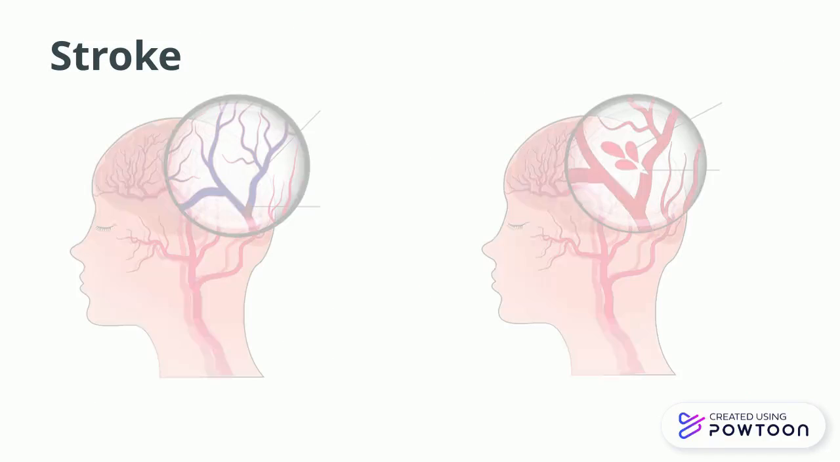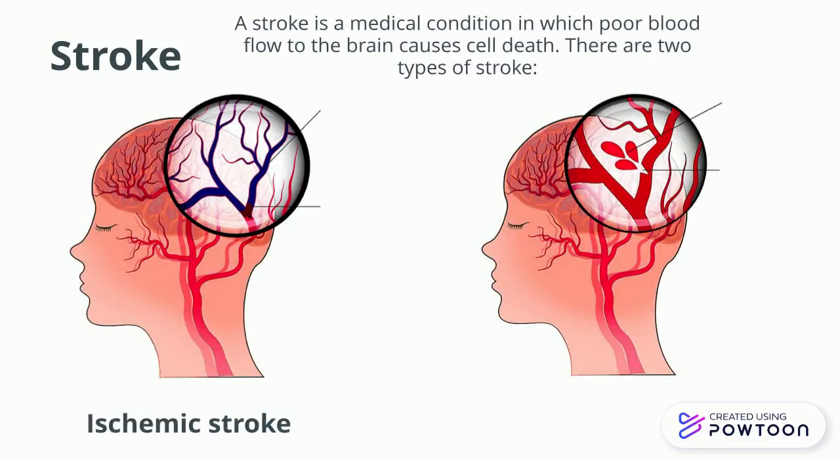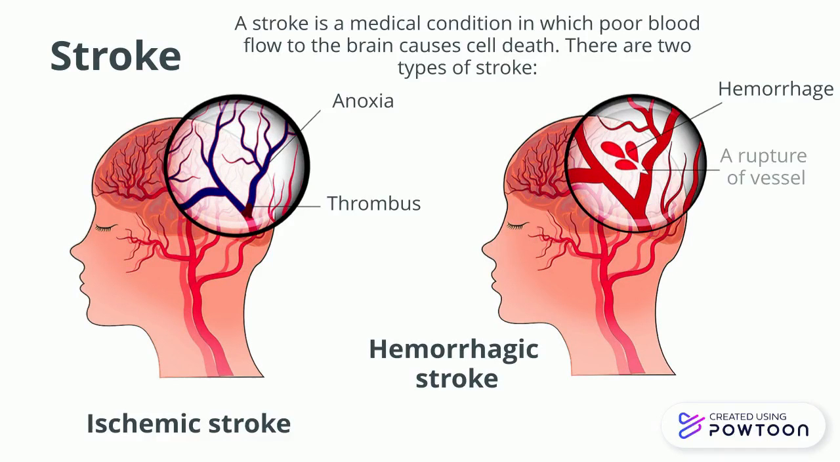A stroke is a medical condition in which poor blood flow to the brain causes cell death. There are 2 main types of stroke: ischemic, due to lack of blood flow, and hemorrhagic, due to bleeding. Both cause parts of the brain to stop functioning properly.